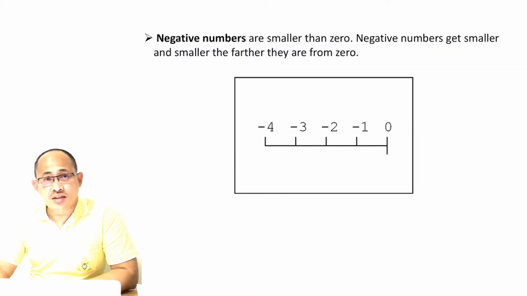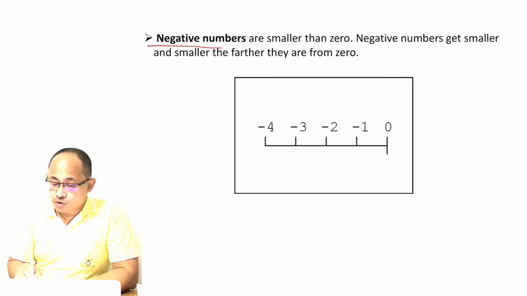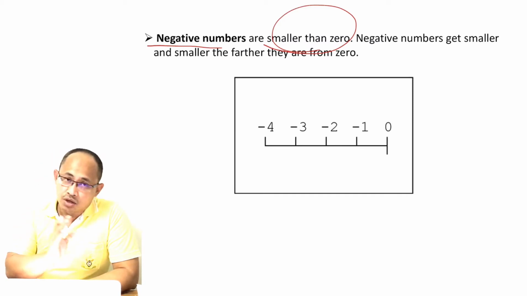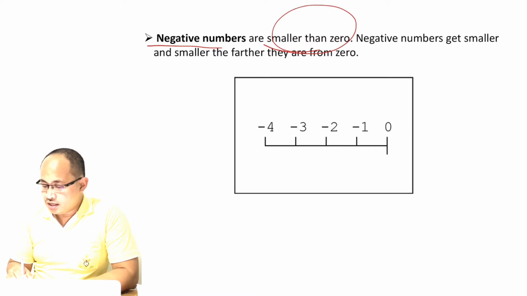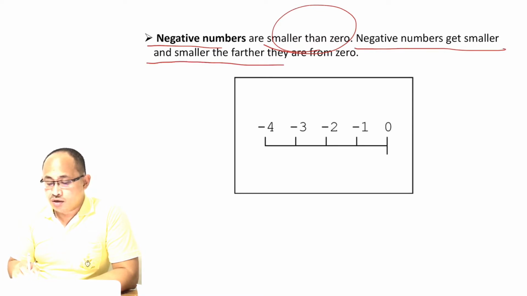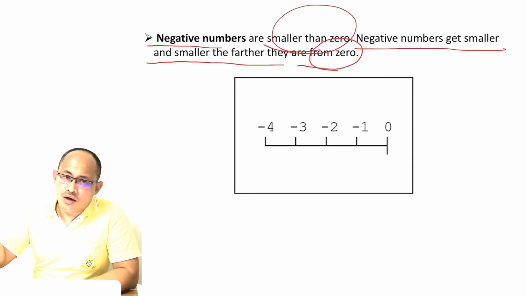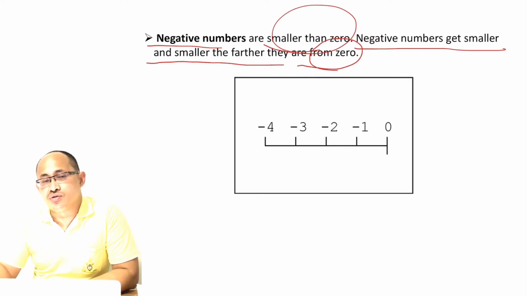Next, what are negative numbers? Negative numbers are smaller than 0. So they are below 0. Okay, remember that one always. Negative numbers are smaller numbers below 0. Negative numbers get smaller and smaller the farther they are from 0. So the farther away it is from 0, the value becomes very less. The closer it is to 0, the value becomes greater. But if it's far away from 0, the value becomes very less.